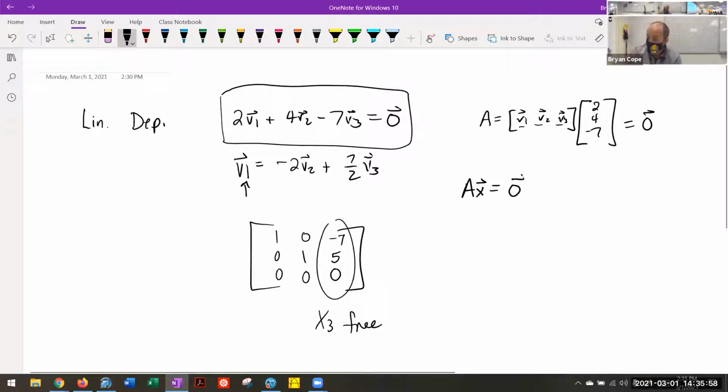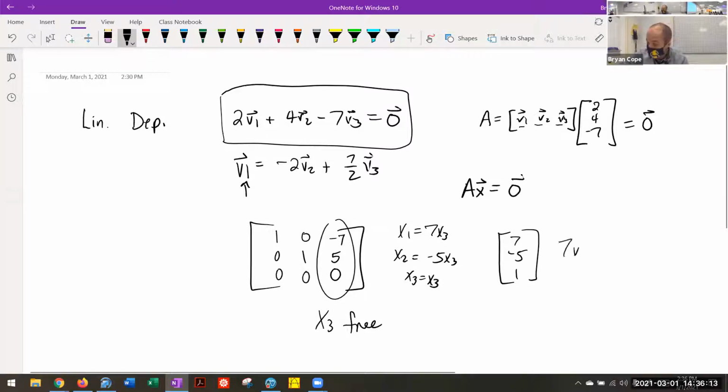Because in this case, x1 equals 7x3, x2 equals negative 5x3, and x3 equals x3. So one solution would be when x3 equals 1, or 7, negative 5, 1. So this would be 7 times the first vector minus 5 times the second vector plus the third vector equals the 0 vector. So it doesn't imply any zeros necessarily. Okay, all right, let's do this.